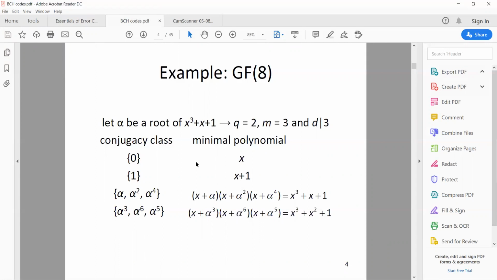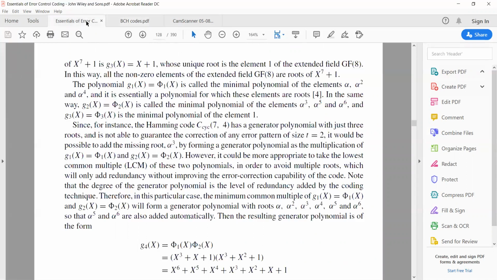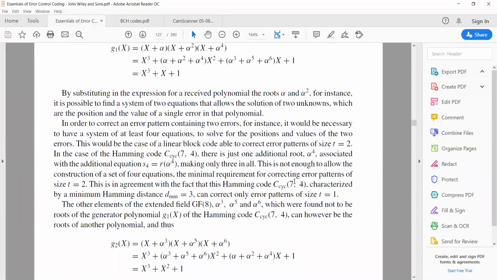Three equations with three possible roots of g1(x): alpha, alpha square and alpha to the power 4. But when we have all these roots in one set by doing the LCM between g1(x) and g2(x), we can easily make the fourth equation by using the root alpha cube. Okay, so this is the intention of doing the LCM of g1(x) and g2(x), and this is the total topic.